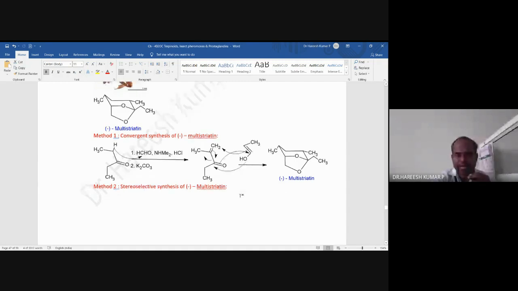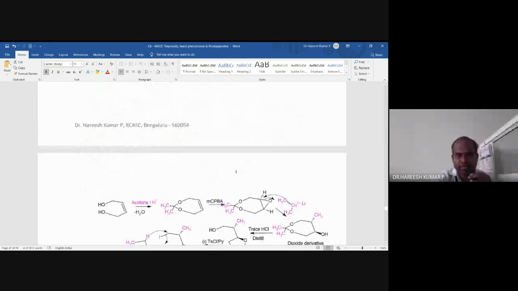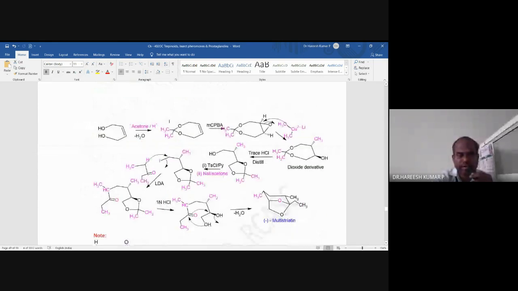So now I will go to the next one. It's called stereoselective synthesis of multistriatin. I think you are aware of this moiety. What is the name of this compound?